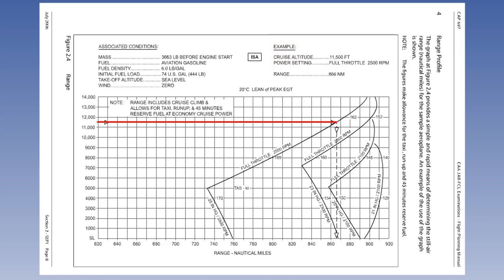Enter the graph at the cruise altitude and go horizontally to the power setting curve. From the intersection of the two lines, go vertically down to read the range in nautical air miles at the base of the graph. The answer in this example is 866 nautical air miles. The figures printed adjacent to the power curves are true airspeeds in knots. Using these figures and the forecast wind component, we can resolve the nautical air miles to nautical ground miles equation. When you are ready, turn to figure 2.5.